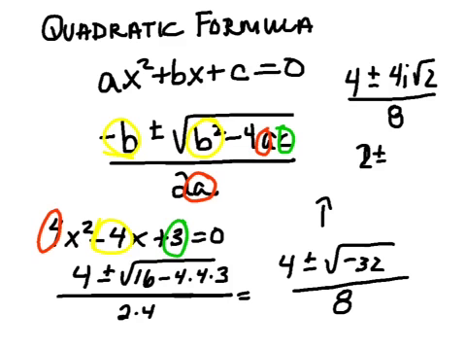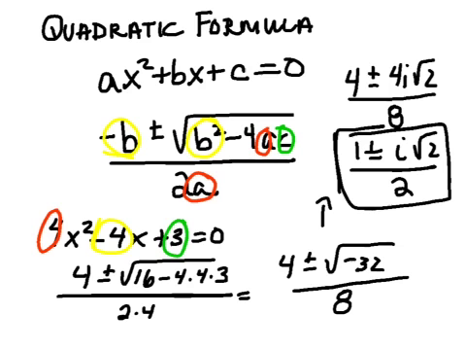no, I was right the first time. I really should pay attention to myself. So 4 goes into 8 twice, right? So it's 1 plus or minus i root 2 over 2. And that's our answer. Which leads us to the idea of a discriminant.